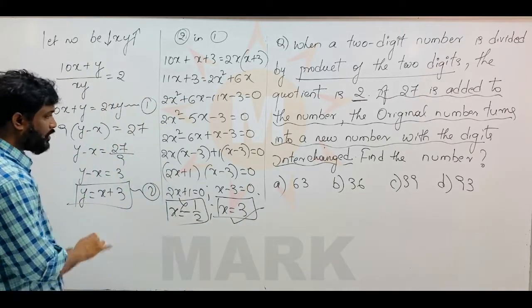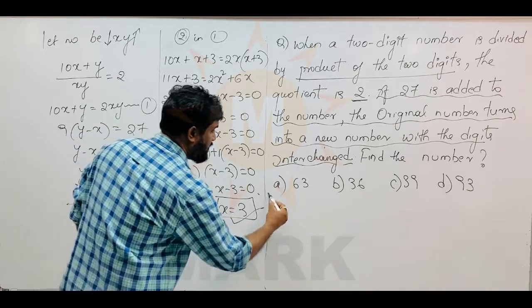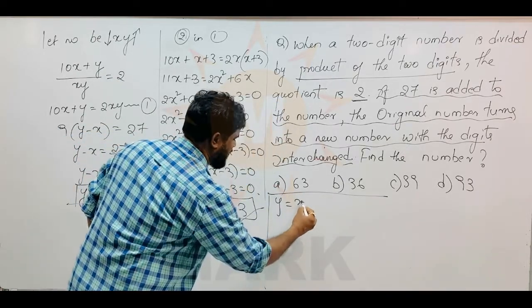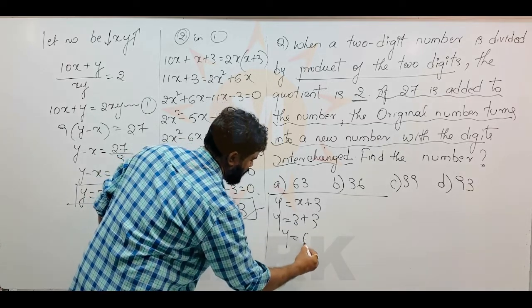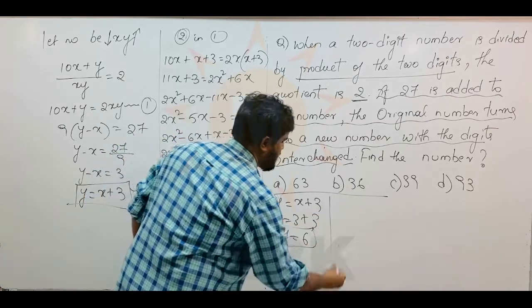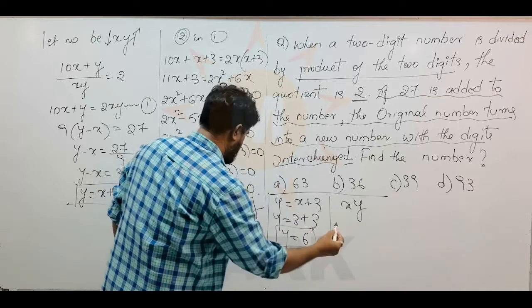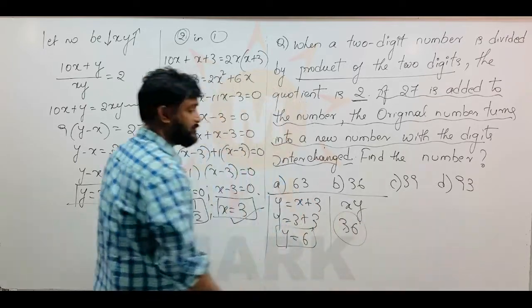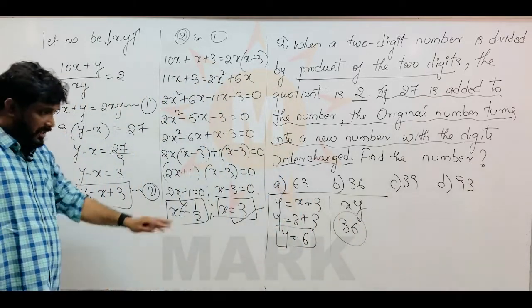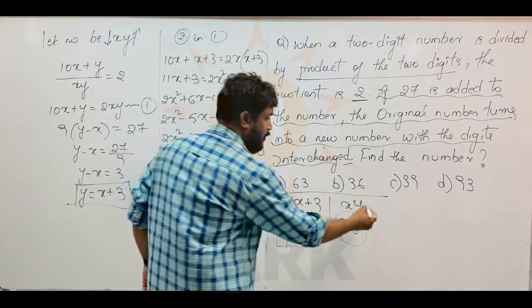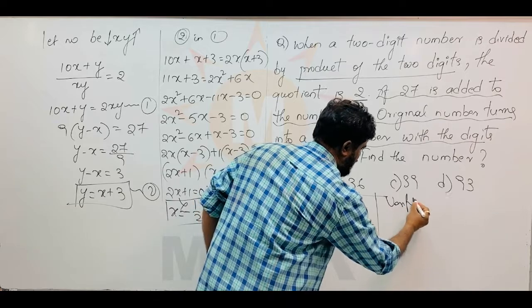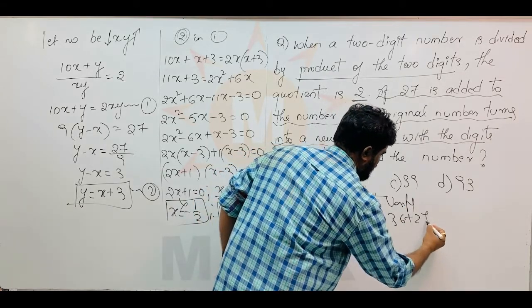And we already know the y value we are getting. So y is equal to, I am writing here, y is equal to x plus 3. So y is equal to 3 plus 3, that is y is equal to 6. So since the value is xy, the answer would be 36. And you can check, if you add 27 to 36, it will become 63. If you want, you can verify: 36 plus 27 will give you 63.